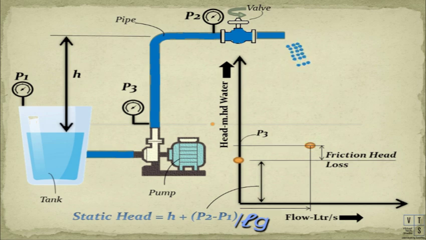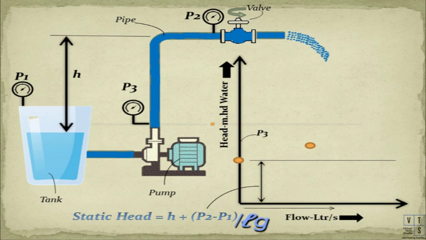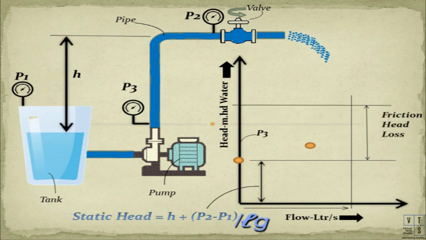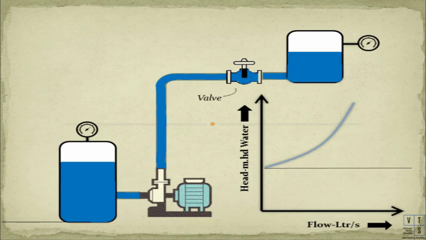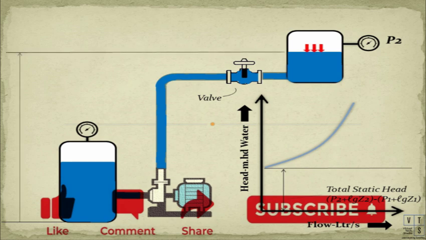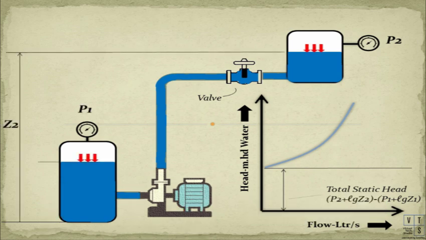If we increase the flow, the friction will increase. To overcome this, the pump will have to supply more pressure, and the pressure P3 at its discharge will increase further. Now we can also place this point on the graph. If we join these points, we will get the system curve. So the system head curve begins at the total static head, that is the static pressure and elevation at discharge minus the static pressure and elevation at suction.